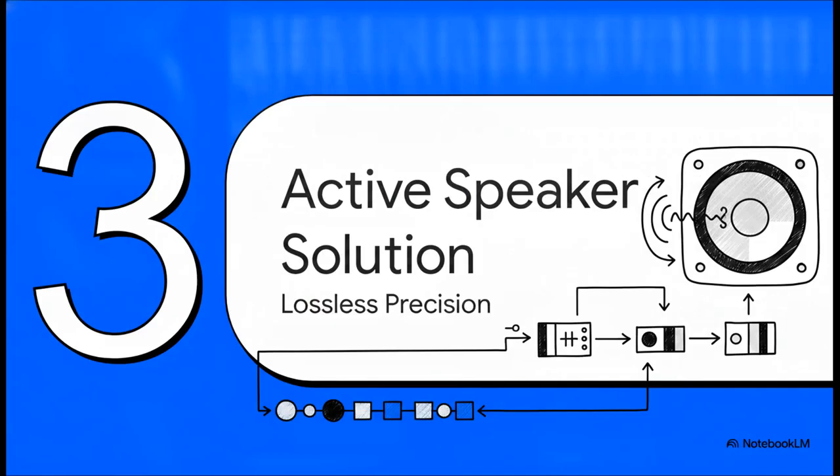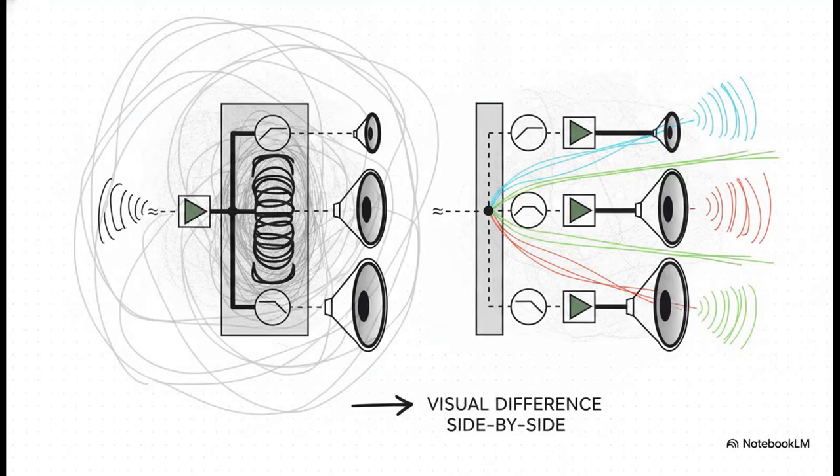Crazy, right? So, how do we fix this? That brings us to Section 3, the active speaker solution and the pursuit of lossless precision. The difference in the signal path here is just night and day. We know the passive setup forces a massive signal through a restrictive filter. But in an active setup, that original, very weak audio signal comes in and immediately hits an electronic crossover.